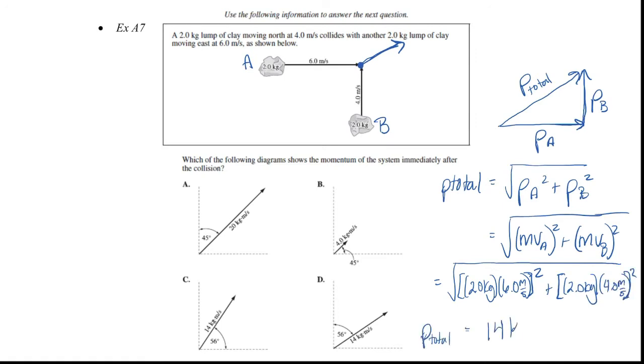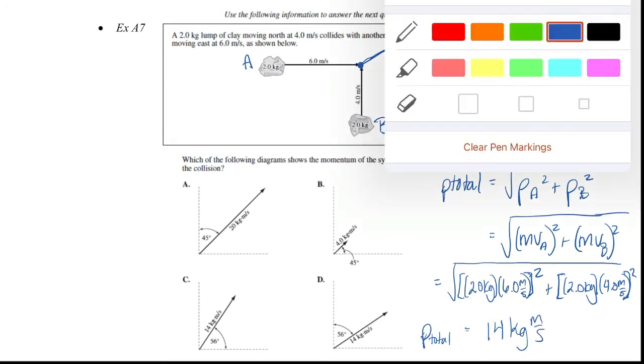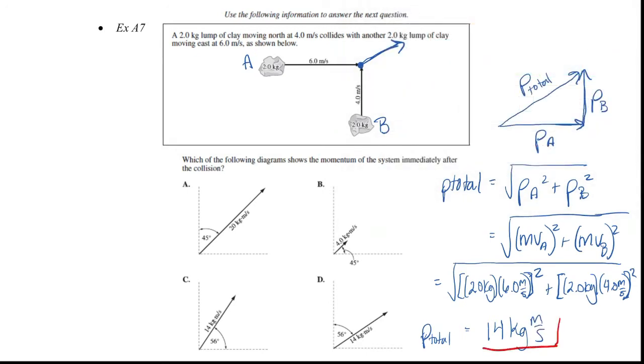And when we do that, we get a total momentum of 14 kilogram meters per second, okay? And so if we look at our options in the multiple choice, we're looking for one of the ones that says 14 kilogram meters per second. So it's obviously C or D. And then we just need to figure out what the angle would be. So that would be this angle right here.